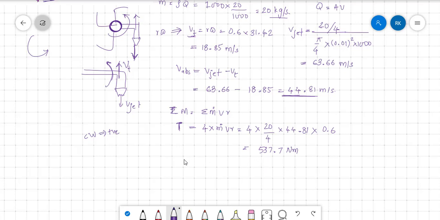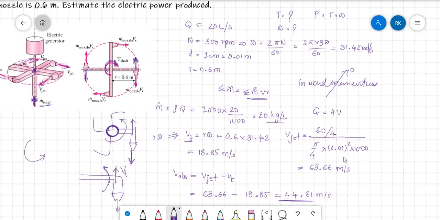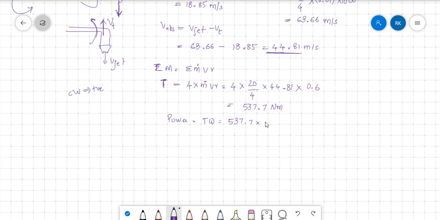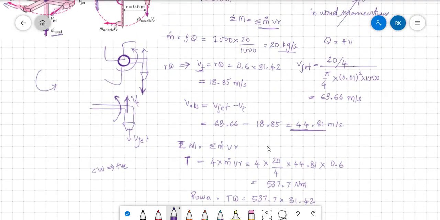And what is power? Power is equal to T into omega. Torque 537.7 into omega. What is angular velocity? Angular velocity, we got it as 31.42 radian per second. Divided by 1000 gives us power in kilowatts. So 16.9 kilowatt is the answer. So this is how we need to solve lawn sprinkler problems.